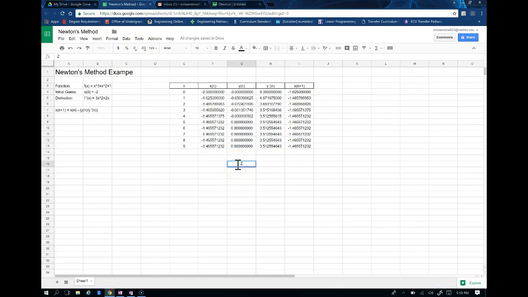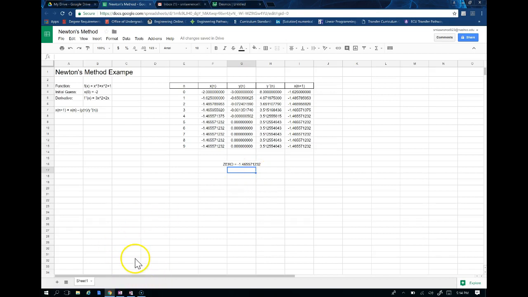So our guess for the 0 is negative 1.465571232. After 10 iterations of Newton's method, that's what we get. And I say 10 because we started at 0, and this last column says x of n plus 1. If n is 9, n plus 1 is 10.